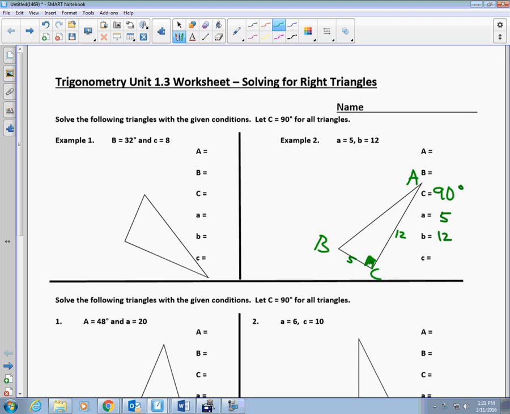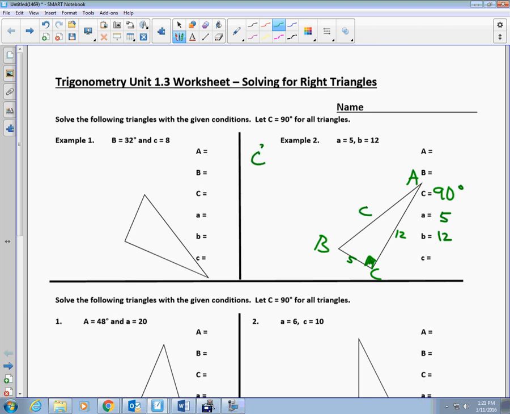So here's the big question. Can you tell what makes this different from the problem we did yesterday? We don't have an angle. But could we find the other side? Let's find the other side.